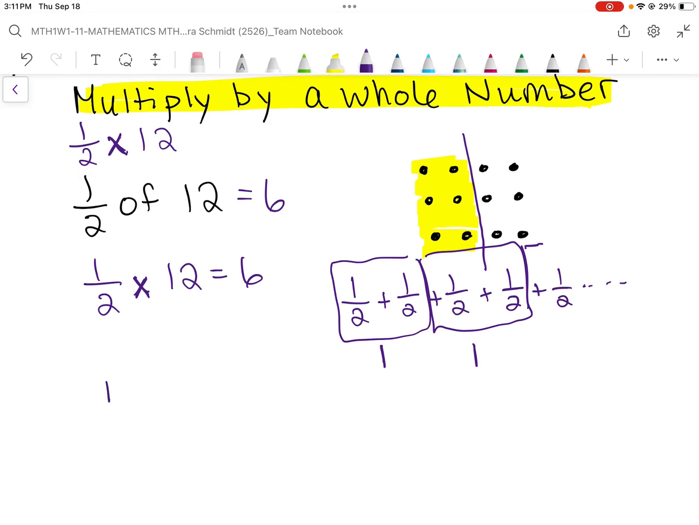The other more algorithm-y way is to turn 12 into a fraction by putting it over 1 and then simply multiplying straight across. So 1 times 12 is 12. 2 times 1 is 2. 12 divided by 2, that's what a fraction is, is 6. So it's a bunch of different ways to get the same answer. So that's how we multiply whole numbers by fractions.